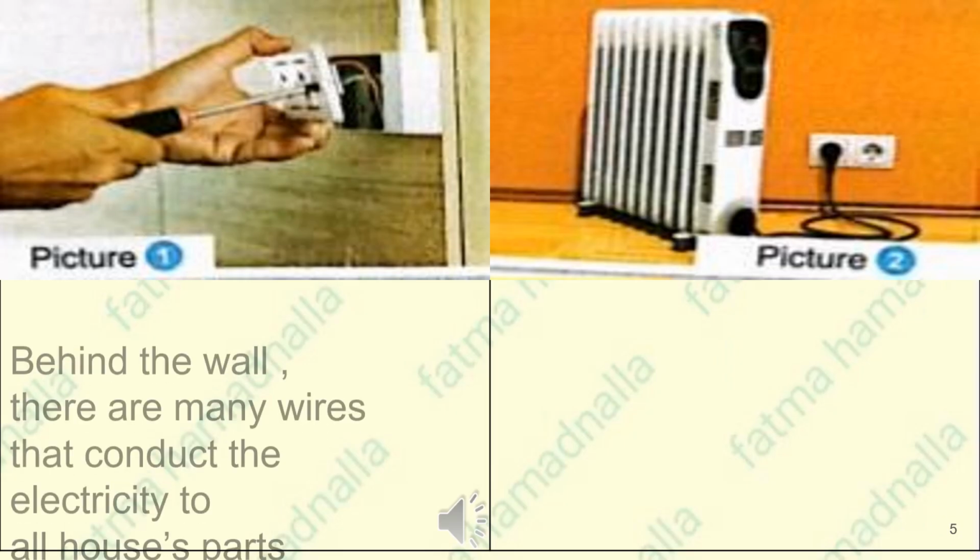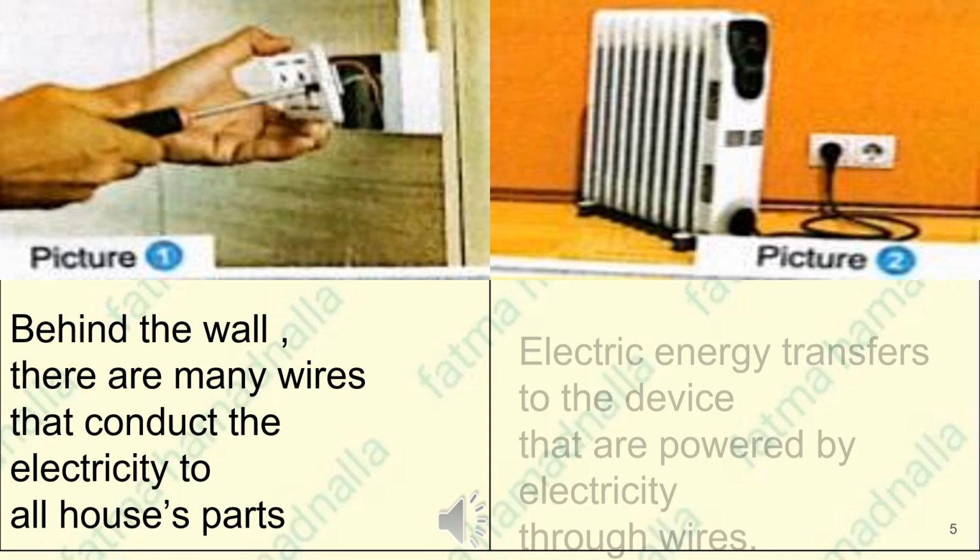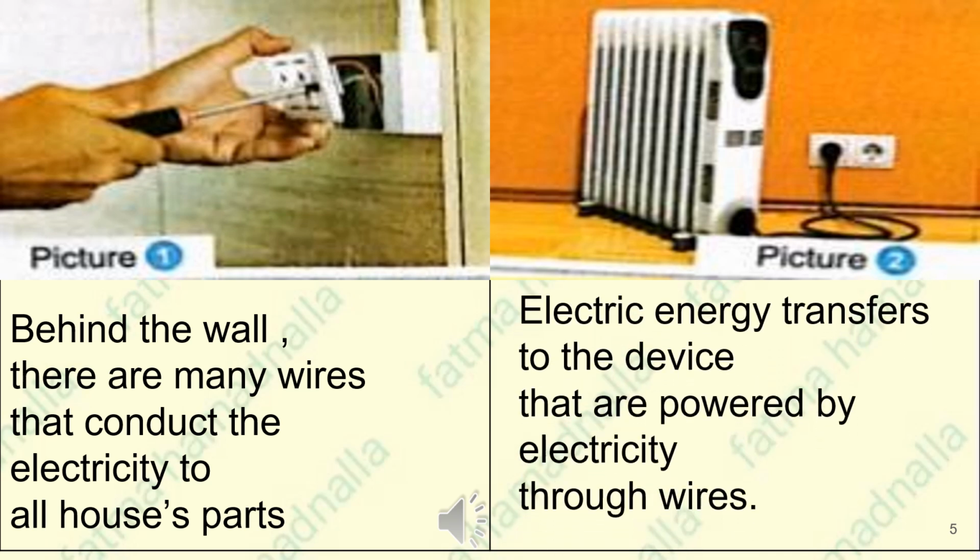Picture 1. Behind the walls of our homes, there are wires that conduct electricity. This electrical energy comes from power stations, and these wires carry the energy to different parts of the house. Picture 2. In this picture, the electric energy is transferring to devices that use electricity, like a TV or a fridge. The energy flows from the power source, through the wires, and into the device.